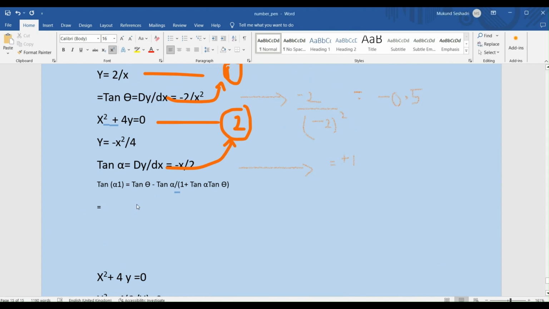So I'm going to rework this equation to arrive at our final answer. My tan theta is minus 0.5 and my tan alpha is 1. I have this divided by 1 plus tan alpha into tan theta, which is 1 into minus 0.5, which is minus 0.5 again. And I'm left with minus 1.5 divided by 0.5, which is equal to minus 3.